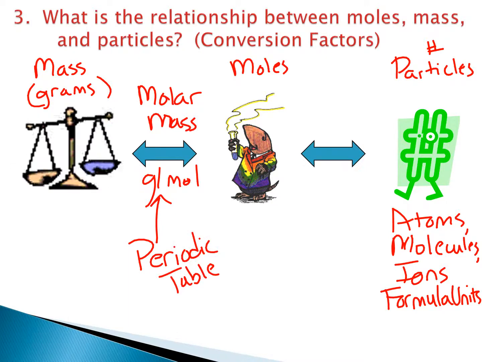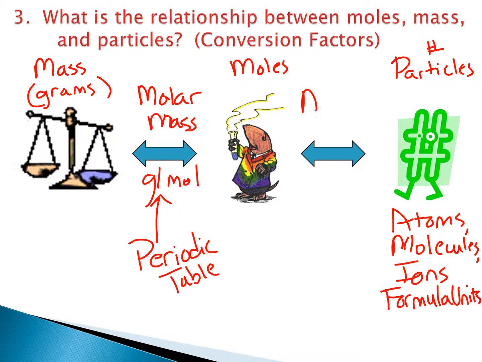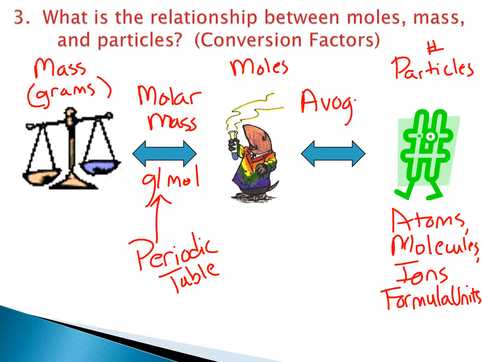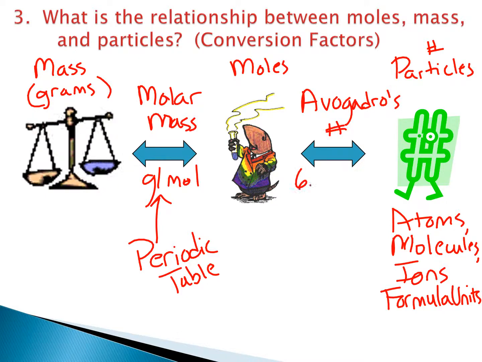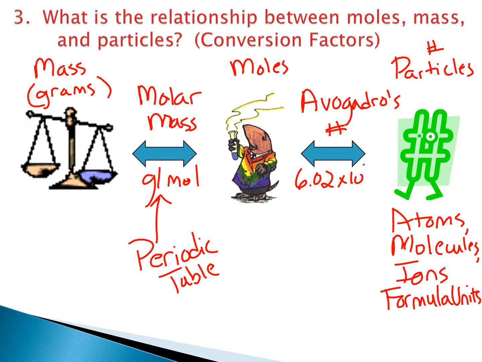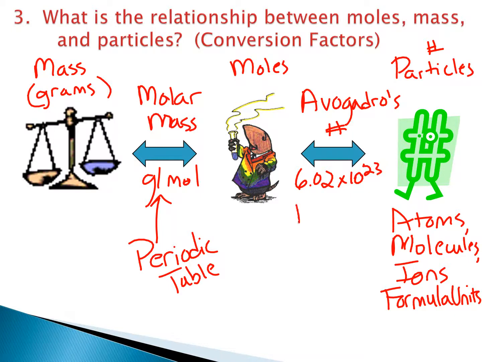Okay? If we want to convert from moles to particles, this is where we're going to use that number we talked about. It's called Avogadro's number because he's the guy who came up with it, and it's 6.02 times 10 to the 23rd particles per mole.